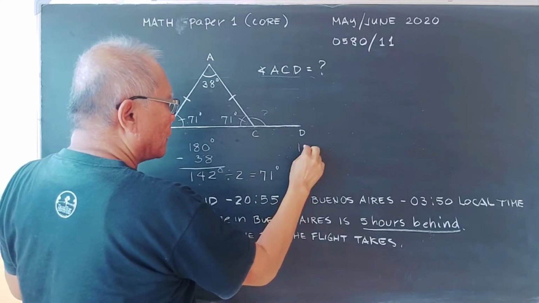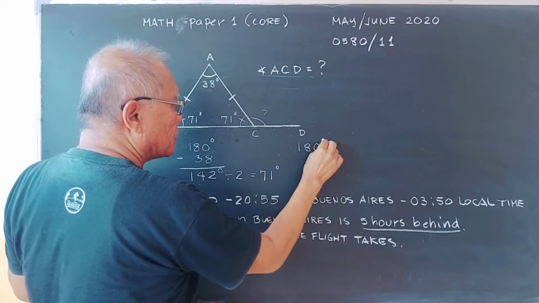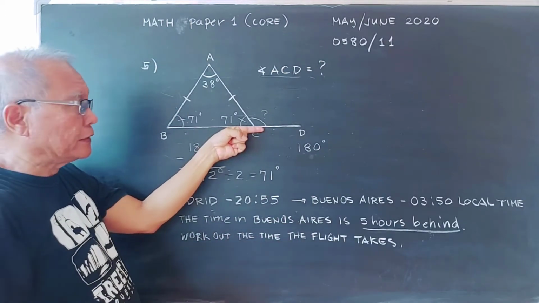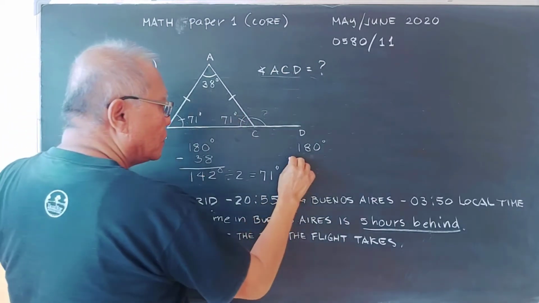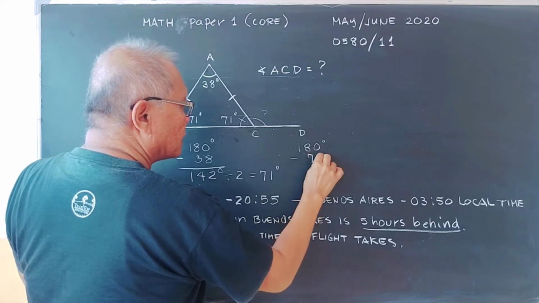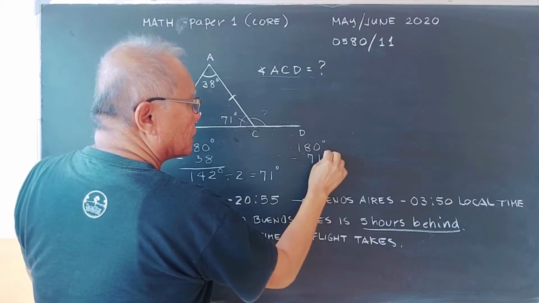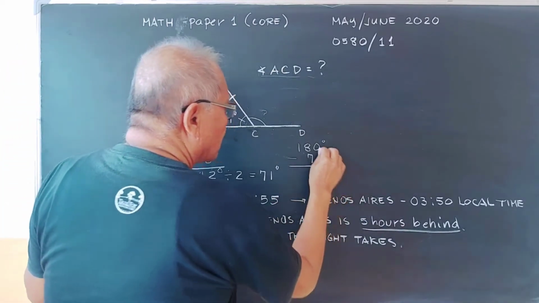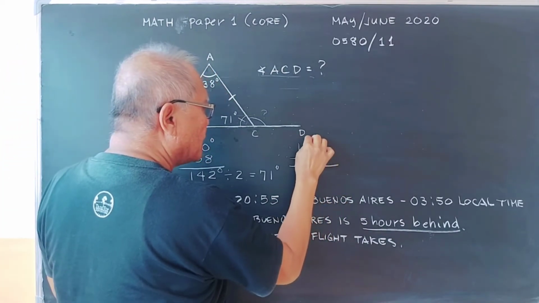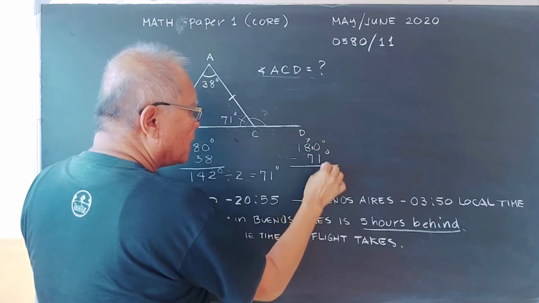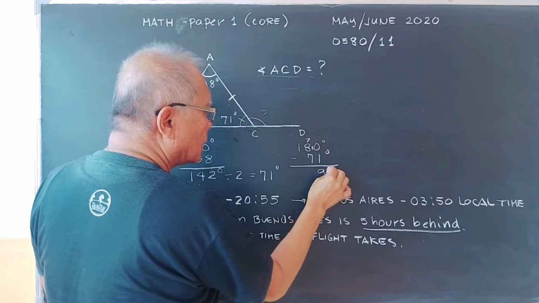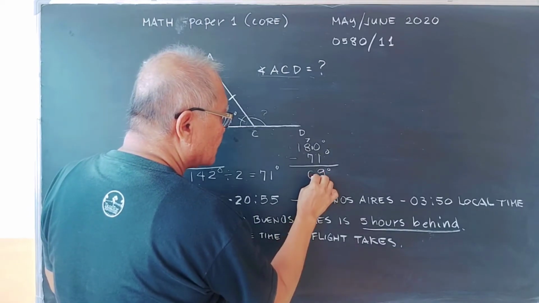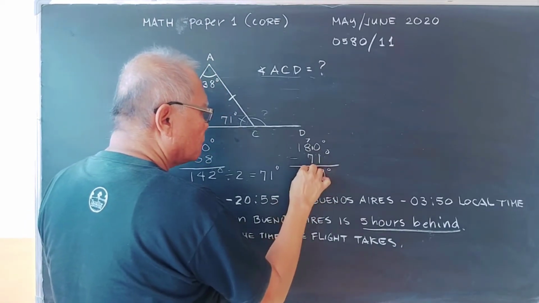So here we have 180 degrees. What is this 180 degrees? That is the angle in a straight line. We subtract this one minus the 71 degrees here. So this one is 10, this one is 7. So 10 minus 1 is 9, and 7 minus 7 is 0, and then we have 1.